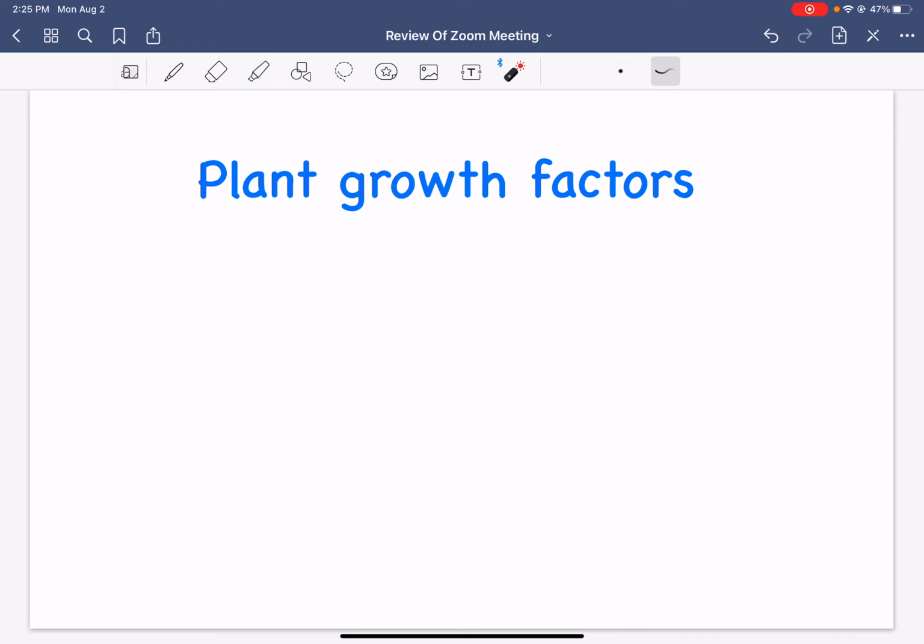So first thing is plant growth factors. There are 4 things to plant growth factors. Do you remember? Let me write this down for you, right? Plant growth factors. We know sunlight. Plants need sunlight to be able to grow. They need air, oxygen, carbon dioxide, right? They make oxygen. They need carbon dioxide.